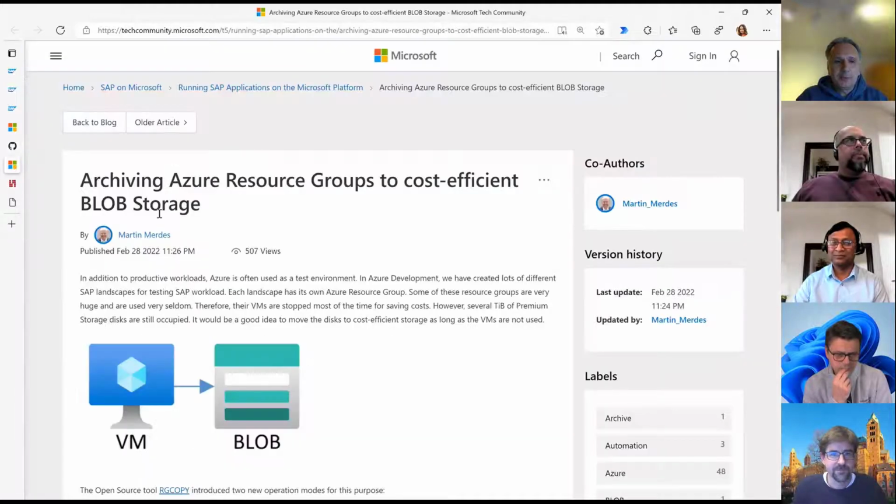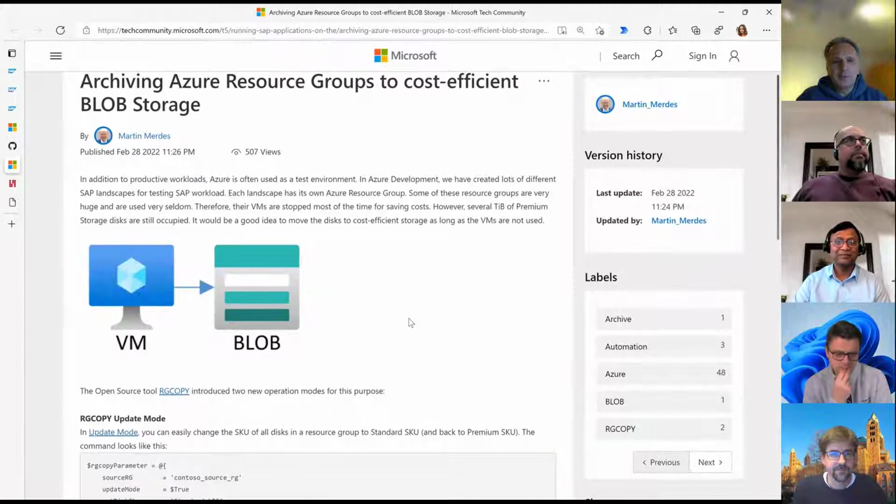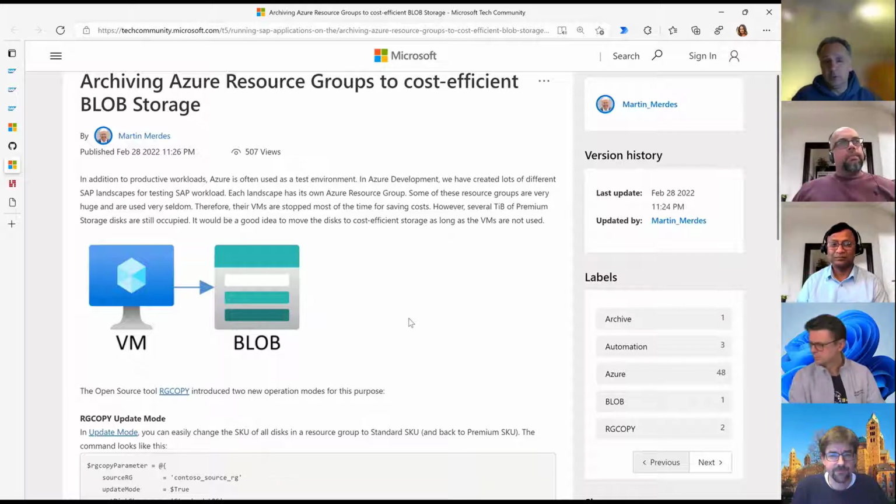Another interesting blog is from Martin. He published in the past this copy functionality, where you can copy the whole environment including the SAP system, even across subscriptions. Here he gives tips and tricks for this tool and introduces some features. For example, use cost-efficient storage: during the copy you can specify standard storage, which is much cheaper.